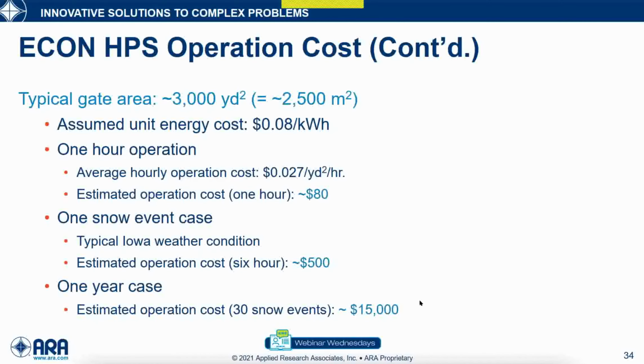So let's say you want to construct the system for a gate area in an airport, and the area is about 3,000 square yards, equivalent to 2,500 square meters. At Iowa State, the energy cost is about 0.08 per kilowatt hour. So if you want to keep the system on for 1 hour, it's going to cost you about $80. And one snow event, based on Iowa conditions, lasted for 6 hours. So if you keep the system on for 6 hours, it's going to cost you $500.